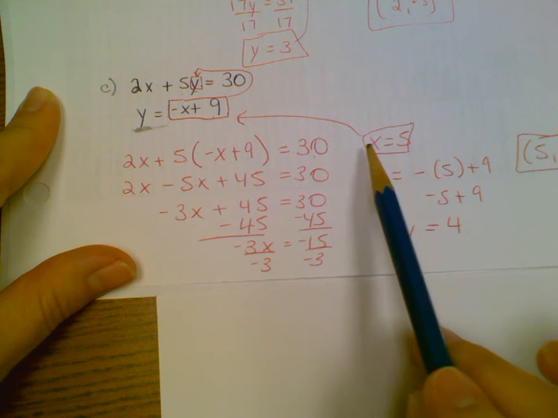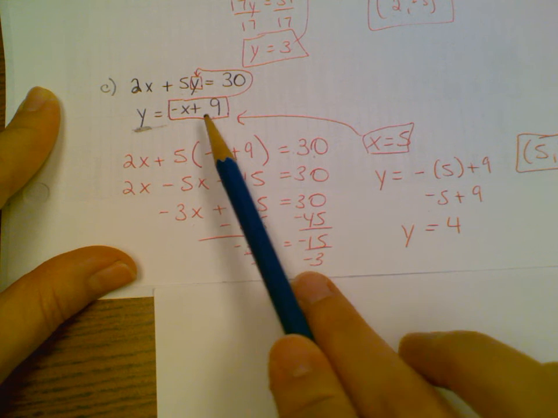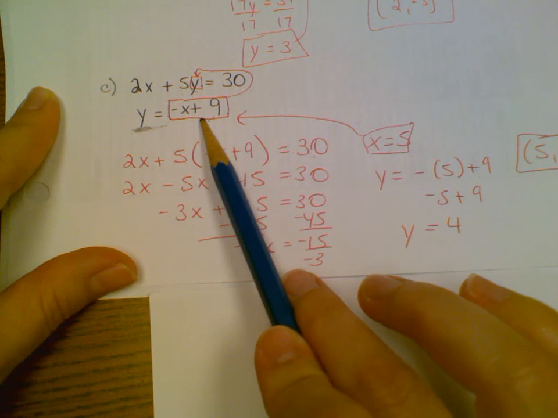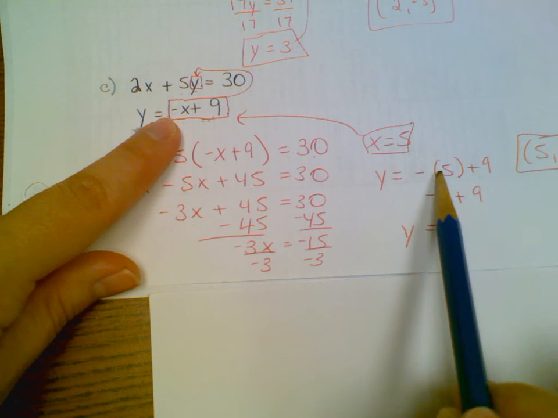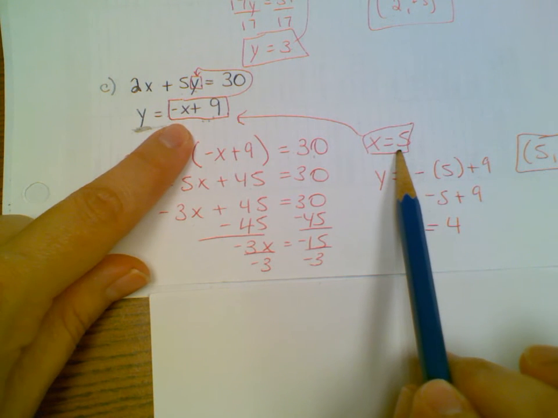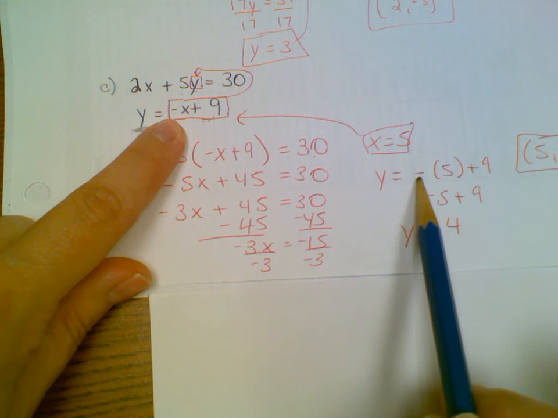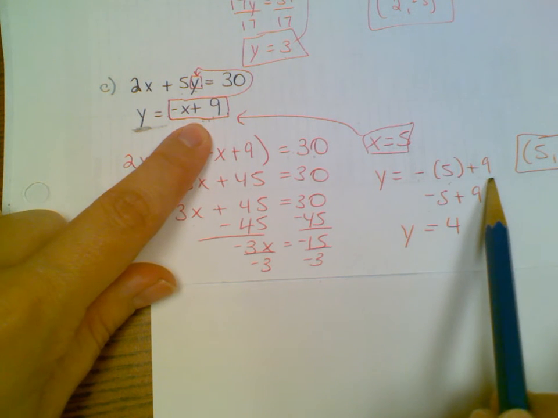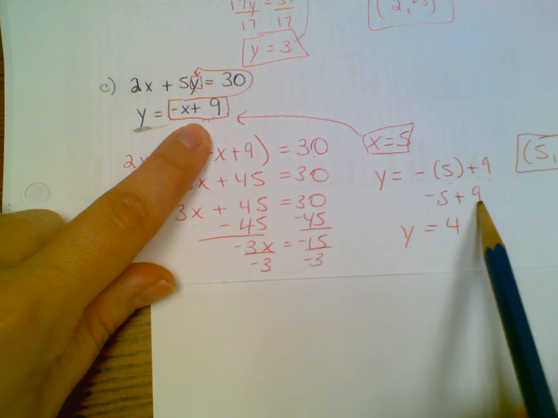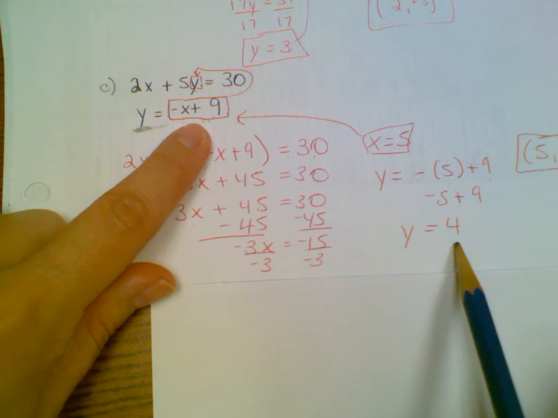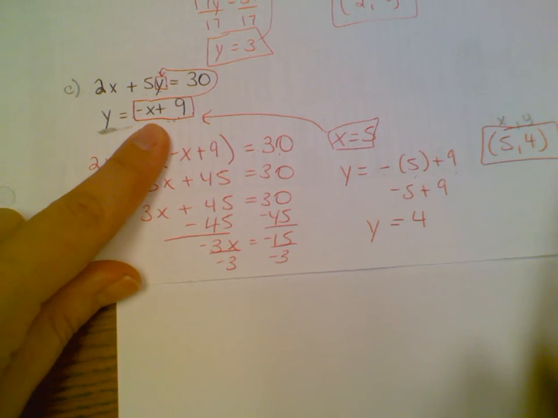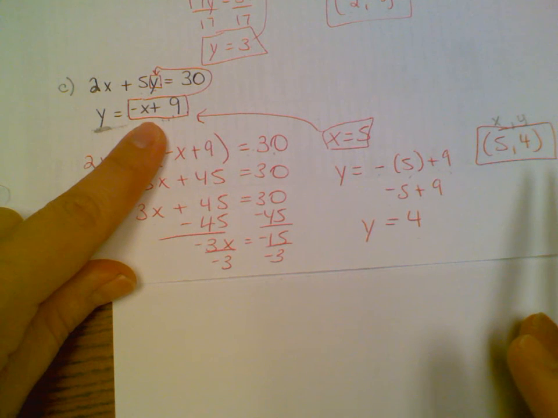Now I have to take this answer and put it back into my solved equation, or if you want to, back into that box. So I'm now going to replace x with 5, and this is tricky, so I do the negative, x becomes 5, and then plus 9. So I get negative 5 plus 9, and then I simplify, I get 4. I write out my ordered pair, and I have x is 5 and y as 4.